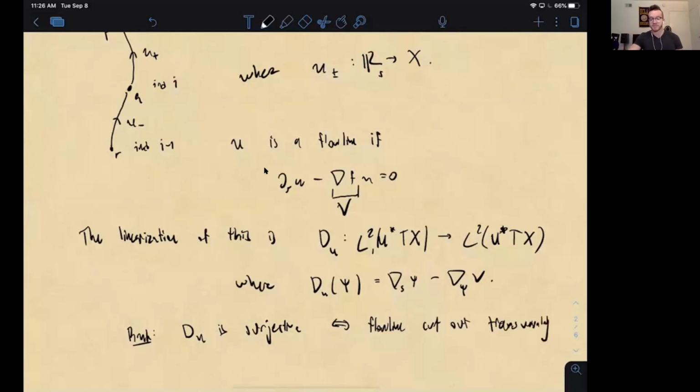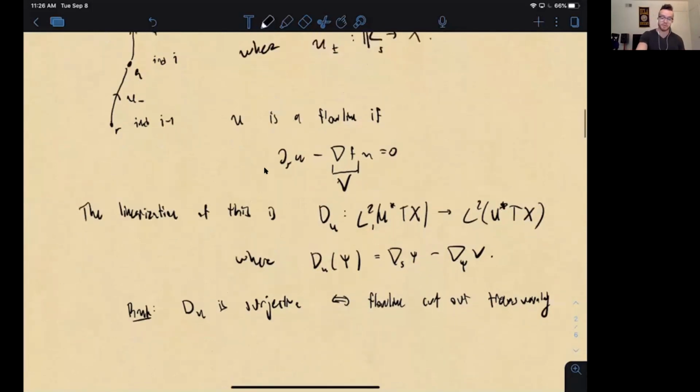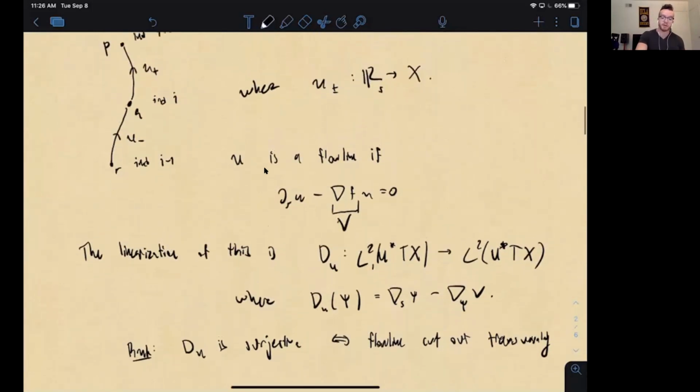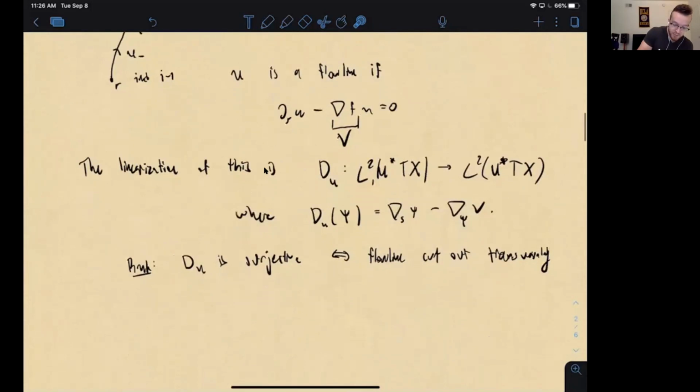Okay, so we'll come back to this in a second. But in order to glue, so in order to find a genuine flow line nearby this broken flow line, what we want to do is interpolate between this flow line and this other one. This is what I think Hutchings calls a pre-gluing step. So first, we do this pre-gluing.